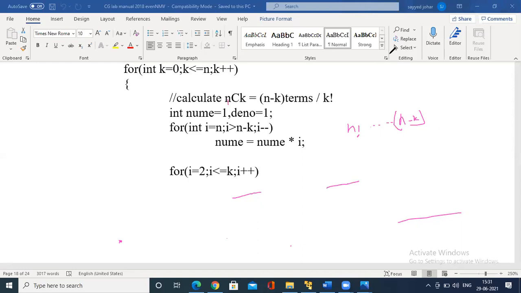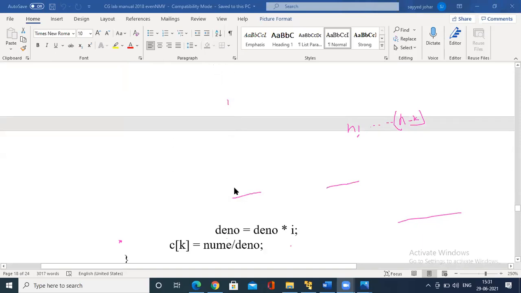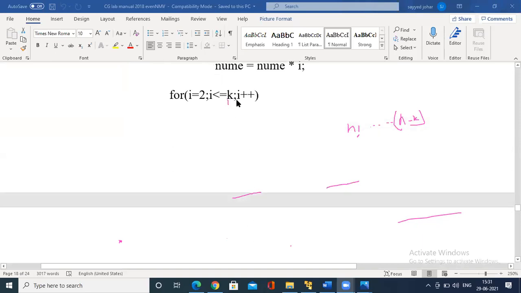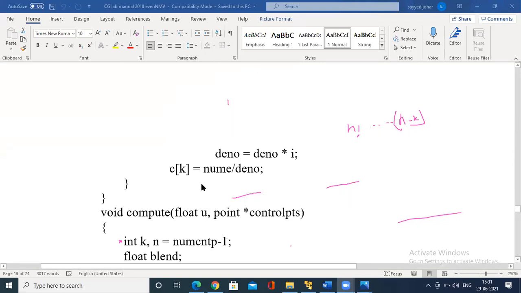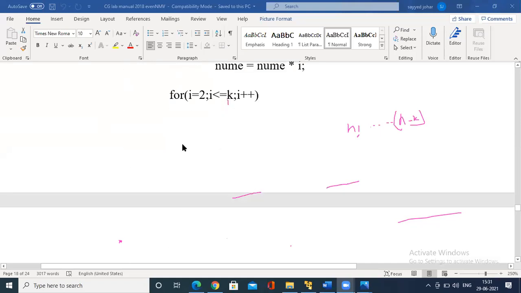Similarly, the denominator is simply the calculation of k factorial. For k factorial, either i equals 2 to i less than k, or else you can use 1. We have simply reduced one iteration. You complete the denominator. What is C of k? C of k is nothing but the numerator divided by the denominator, which gives the nCk value. So we have computed the binomial.